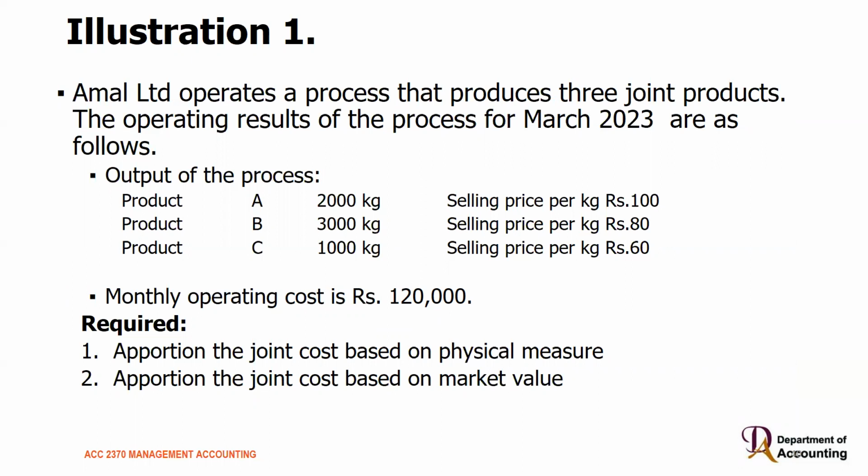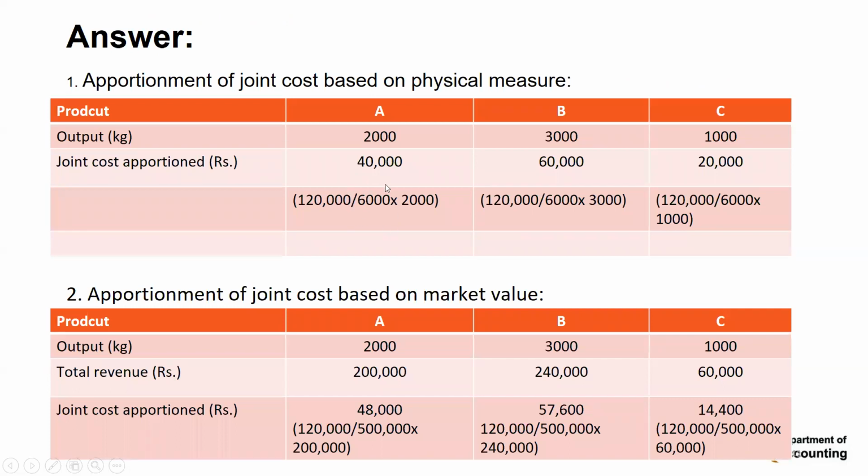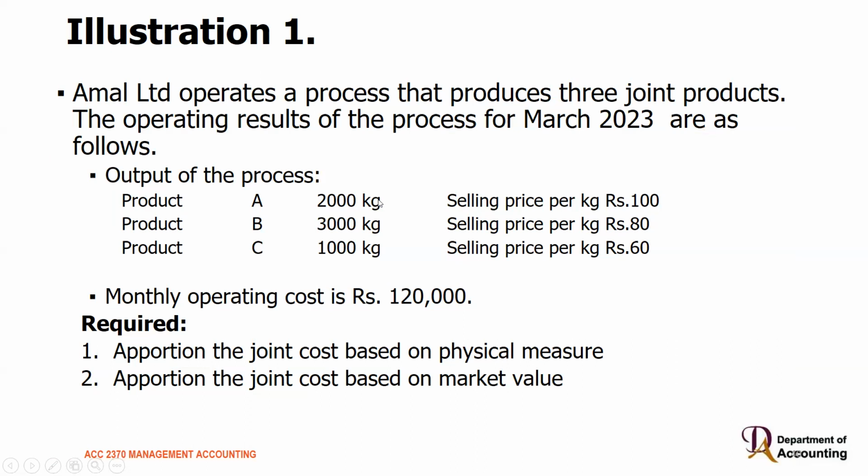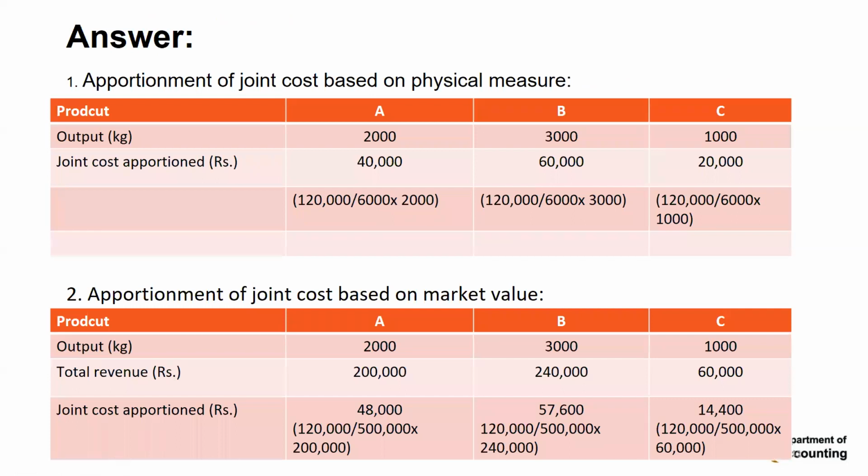So altogether, how many kilograms have we produced in this process? 2000 plus 3000 plus 1000. Altogether, 6,000 kilograms have been produced. So 120,000 rupees of joint cost has been incurred to manufacture 6,000 kilograms. Now the question is, if you have incurred 120,000 to manufacture 6,000 kilograms, what is the cost to manufacture 2,000 kilograms? That is the simple idea. So you divide 120,000 by 6,000 and multiply by 2,000 here for A.